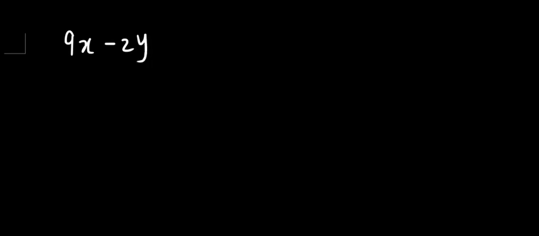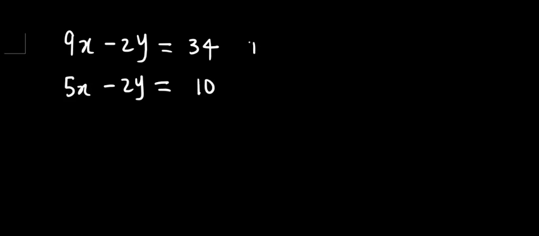Okay, I have this question. 9x minus 2y equals 34. The next one is 5x minus 2y equals 10. All right, this is my 1, this is my 2. Now I look at this. One is negative 2y. The other one is also negative 2y. What if you two are opposites? If you're opposites, one is negative, one is positive, I add you two, then I get a 0. Can we do something? Yes, we can.